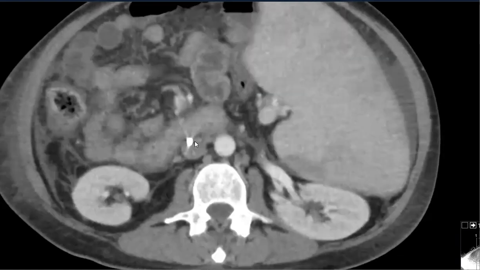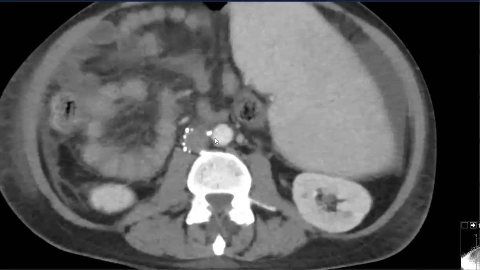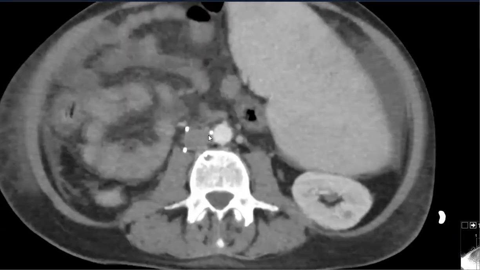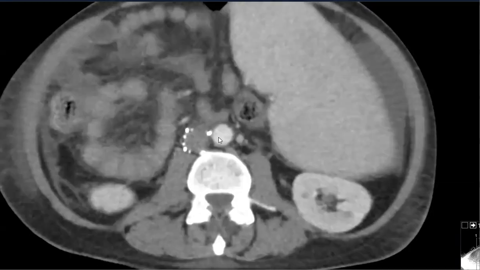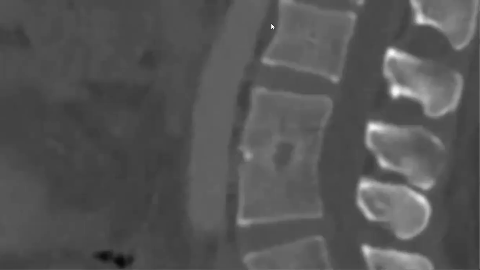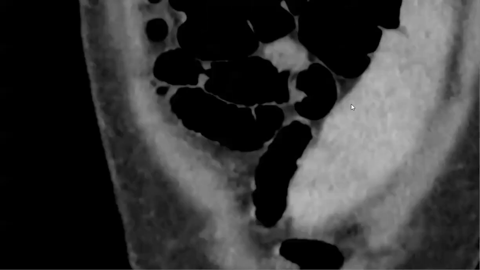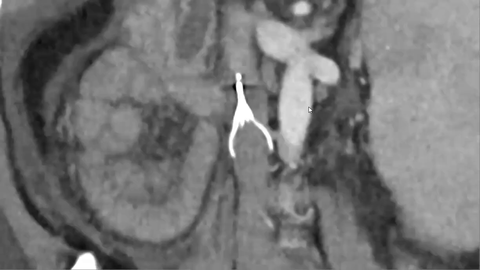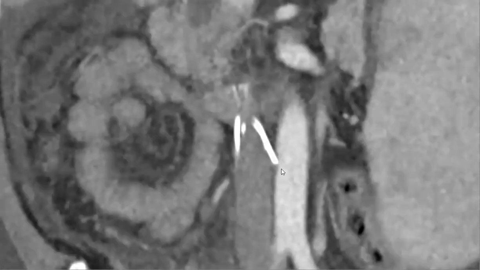The IVC filter has these struts. One of these struts is extending beyond the wall of the IVC and extending up to the margin of the aorta, not completely penetrating on this initial exam. And if you look at the coronal images, we can see one of the struts is touching the wall of the abdominal aorta, but is not penetrating it.